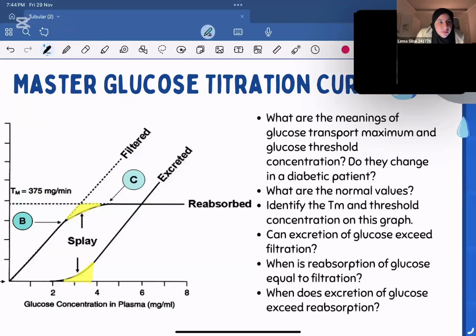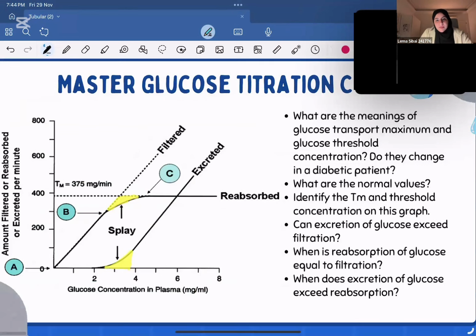Amazing. You did amazing, period. Okay, that's exactly what that is. I'm going to reiterate. Glucose transport maximum is the maximum amount of glucose that can be reabsorbed at a specific rate, and threshold is the plasma concentration of glucose that will be seen in the urine. It's the plasma concentration of glucose being filtered at the point when it's seen in the urine. That's threshold. Okay, now do they change in diabetic patients?